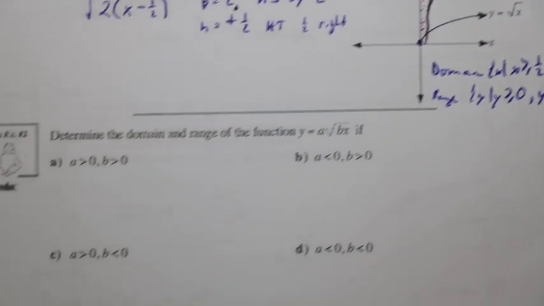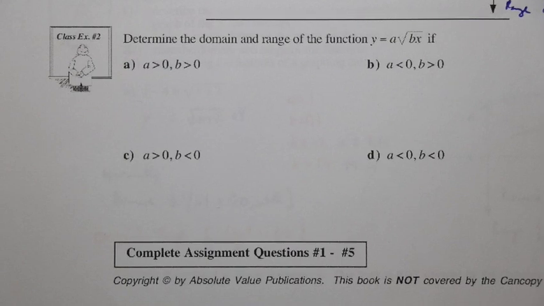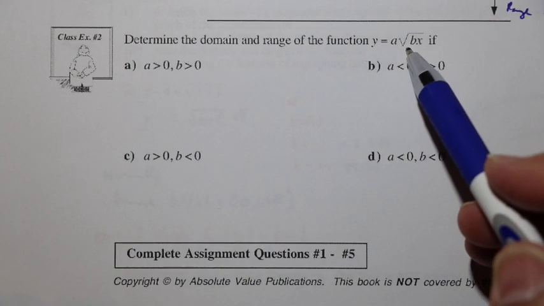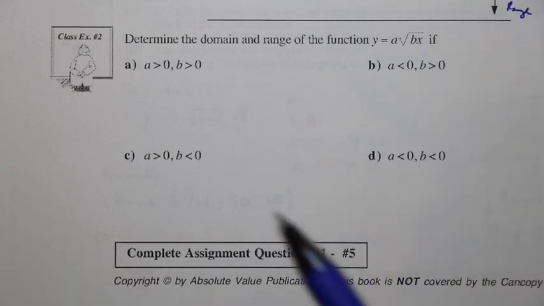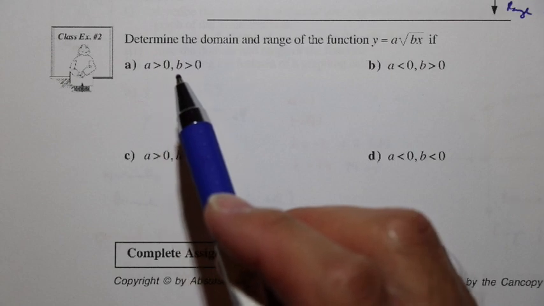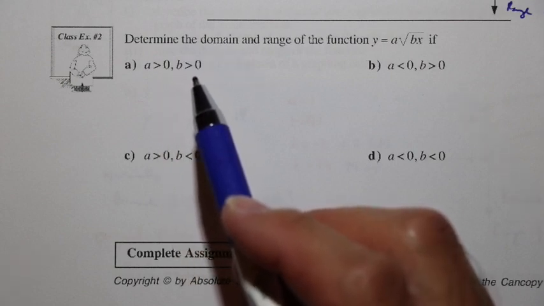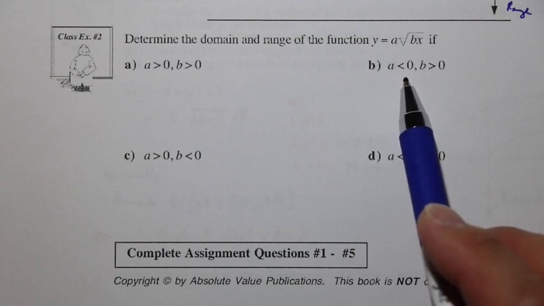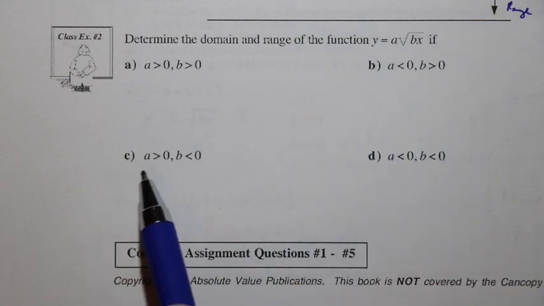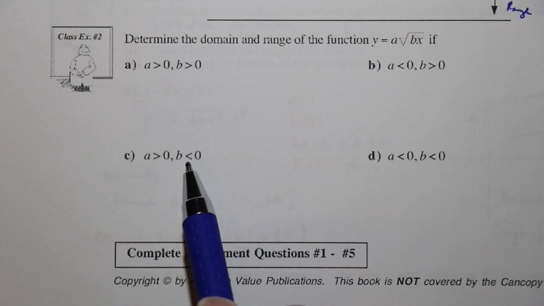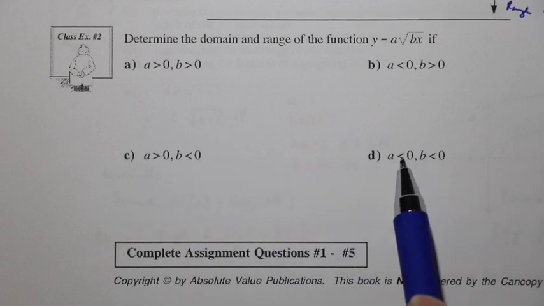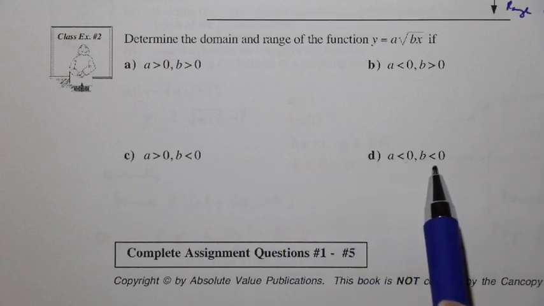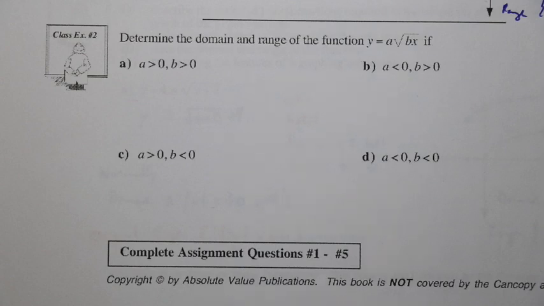Let's now talk about class example number 2. Let's determine the domain and range of the function y equals a times the square root of bx, if we're talking about a being positive and b being positive, both of them being positive. You can see where this is going. We have a is negative but b is positive, a is positive and b is negative, or a is negative and b is also negative.